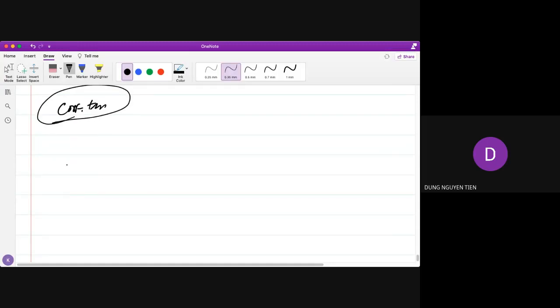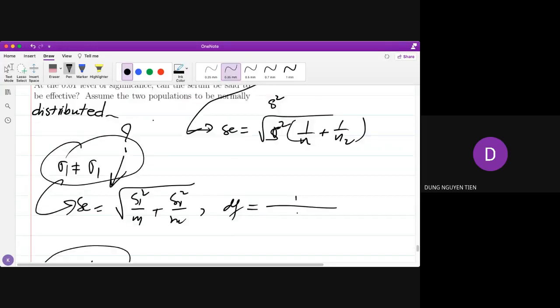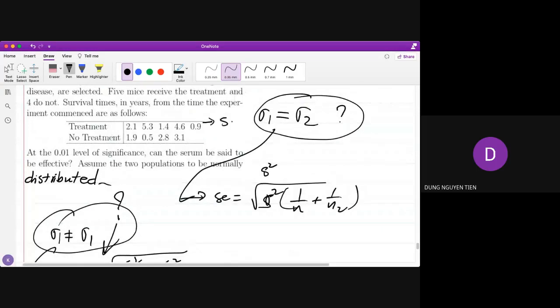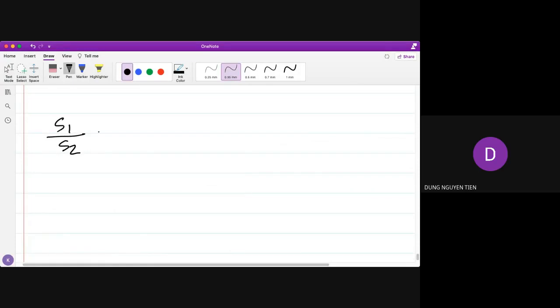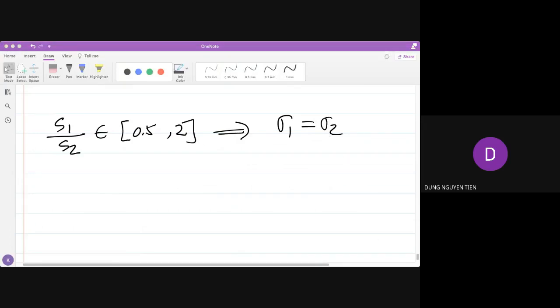But in the exam, you simply use the rule of thumb. You find S1 over S2. In this problem, you can find S1 for the first group, S2 for the second group, and compute the ratio. You can check that it is about, I think, 1 point something, and it is between 0.5 and 2. Therefore, we can assume that they are the same. Do you understand? Is that clear? Is this all right? Okay.